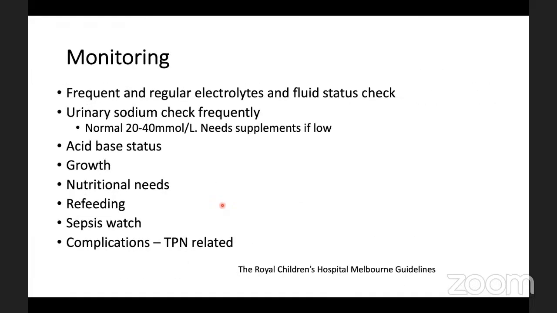So monitoring: whenever you have a baby with a stoma, it is better to monitor electrolytes and fluid status frequently and regularly. In our hospital, for those babies with stomas, we frequently check their urinary sodium. Normally it is between 20 to 40 millimoles per liter and needs replacement if it is low. Acid-base status needs to be maintained. Growth is very important in such babies. Nutritional needs are also very important.